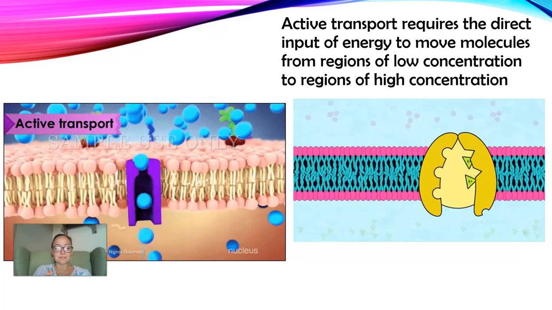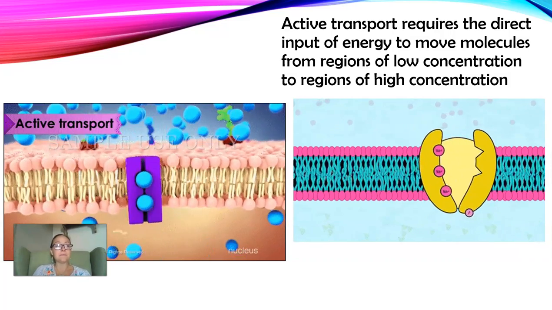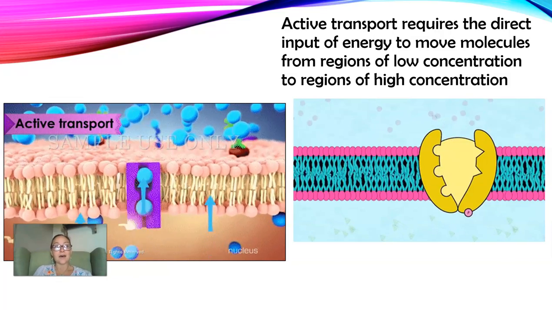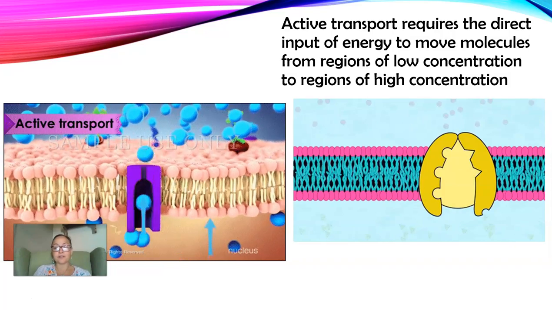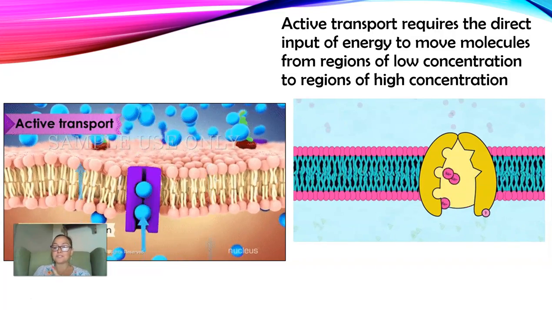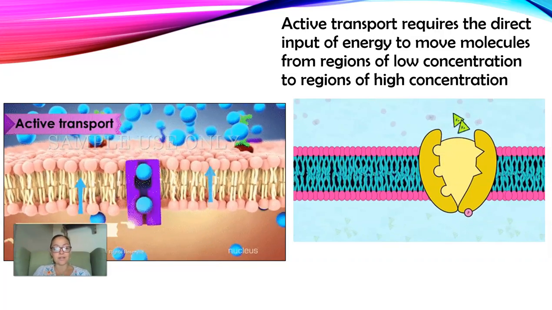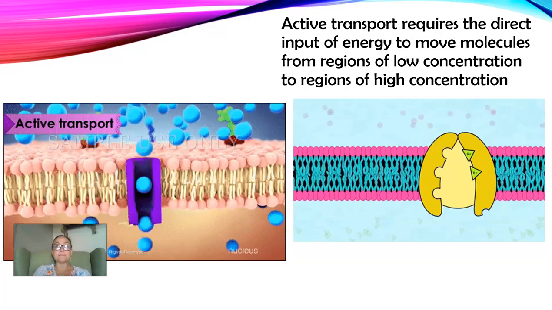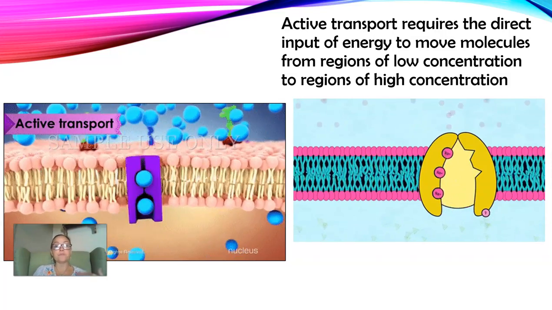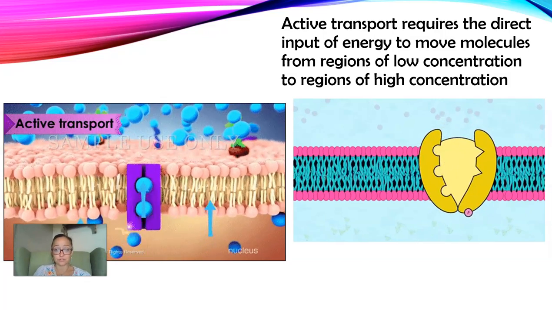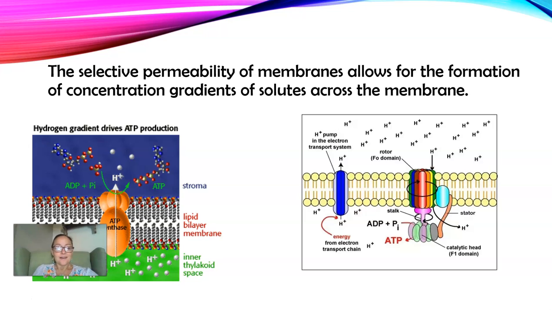So active transport we can use to move molecules that we need, maybe that are in a low concentration, and bring them in. We also see active transport in the sodium-potassium pump, which is this GIF on the right, but I believe that's another slide coming up. So active transport is using the input of energy, so ATP, in order to move molecules opposite of their concentration gradient to where you already find a lot of these molecules.